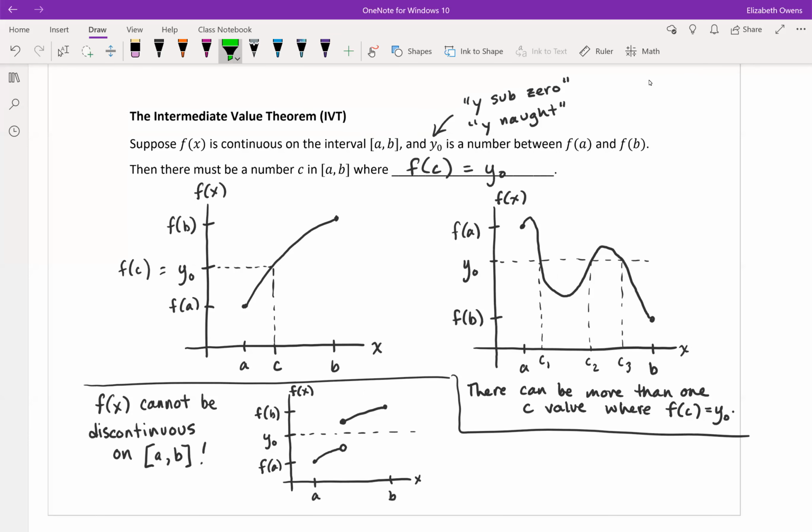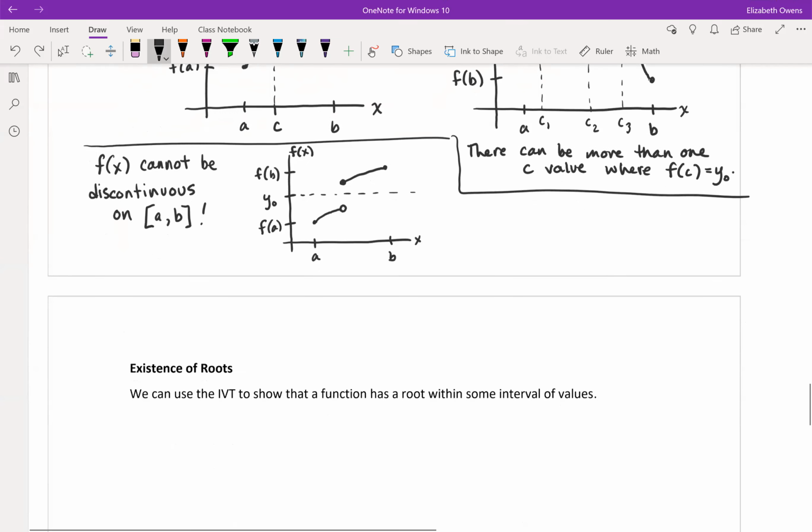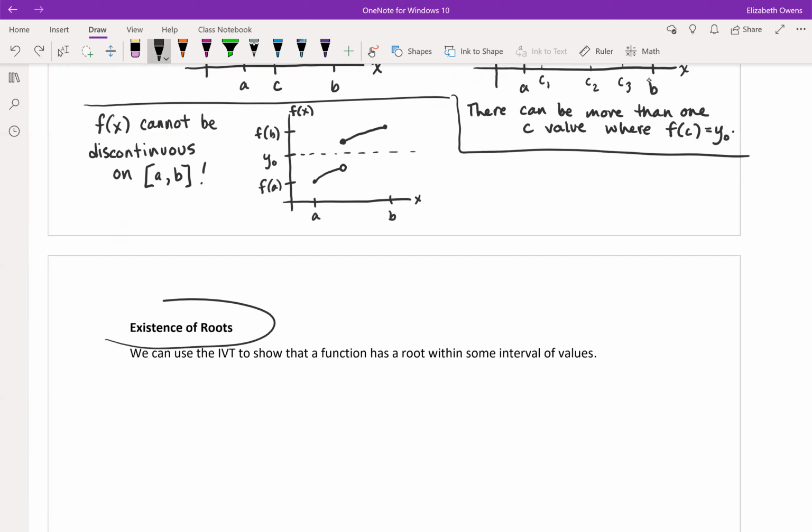Okay, so we are finishing up section 2.5 with the intermediate value theorem. In the last video, we got the statement of our theorem. We saw that our function f of x really does need to be continuous to make this work. So now we're going to look at what we can use this theorem for. One of the main things we're going to use the IVT for is to show the existence of roots of a function. So we can use the IVT to show that a function has a root within some interval of values.